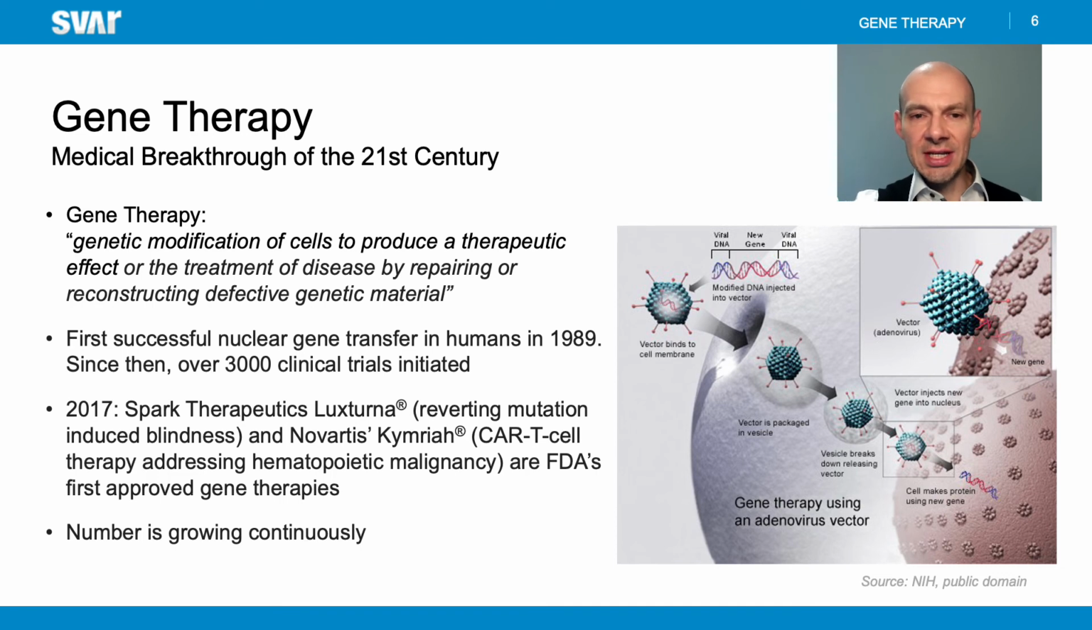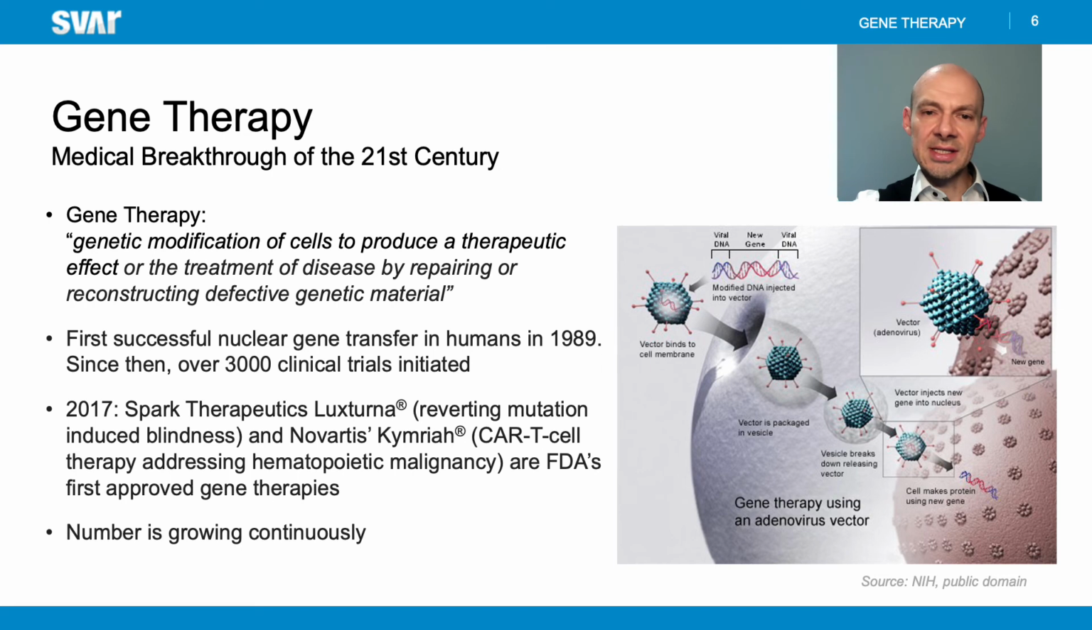It refers to a genetic modification of cells to produce a therapeutic effect or the treatment of a disease by repairing or reconstructing defective genetic material. The term is also used in the context of introducing a gene into a cell for adding new features, like, for example, introducing a chimeric antigen receptor into a T cell, generating a so-called CAR T cell with newly acquired very specific anti-tumor activity. The history of gene therapy is going on for some decades.